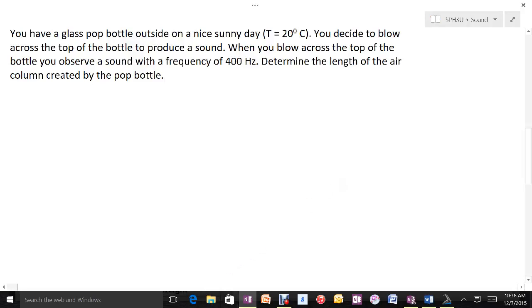Okay, in this video we're going to do an air column question, and we're going to use a frequency to determine the length of an air column. So you have a glass pop bottle outside on a nice warm sunny day, 20 degrees Celsius. You decide to blow across the top of the bottle to produce a sound. When you blow across the top of the bottle, you can observe a sound with a frequency of 400 Hertz. Determine the length of air column created by the pop bottle.